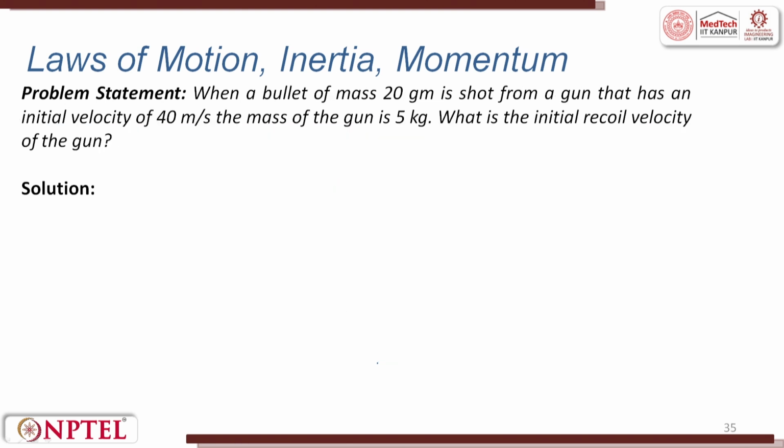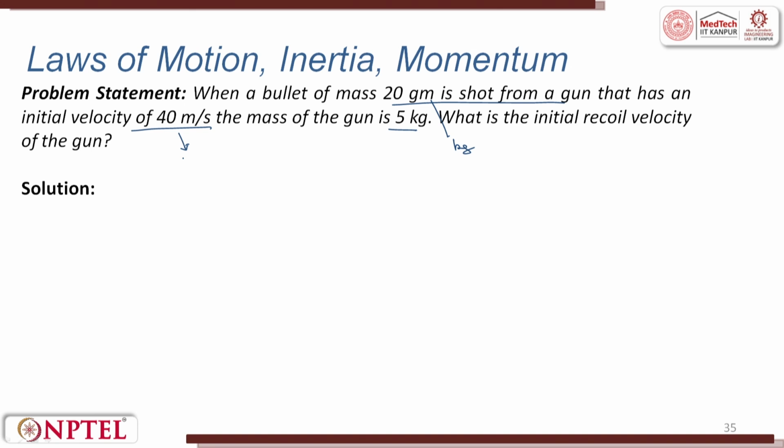This is another example. When a bullet of mass 20 gram is shot from a gun with an initial velocity of 40 meters per second, the mass of the gun is 5 kg. What is the initial recoil velocity of the gun? The mass of the bullet is given as 20 grams, and we have to convert this into kg. The mass of the gun is 5 kg, and the initial velocity of the bullet is 40 meters per second. We have to find the recoil velocity of the gun.